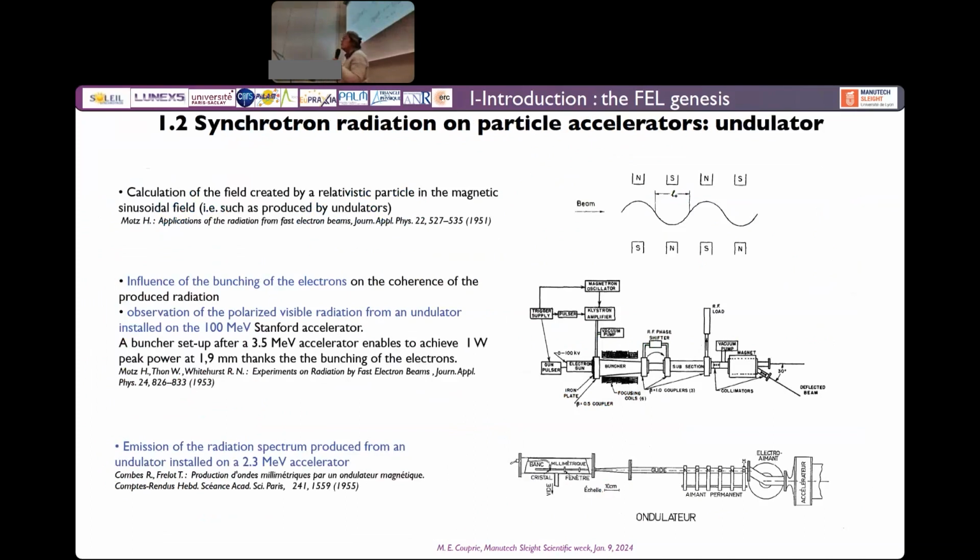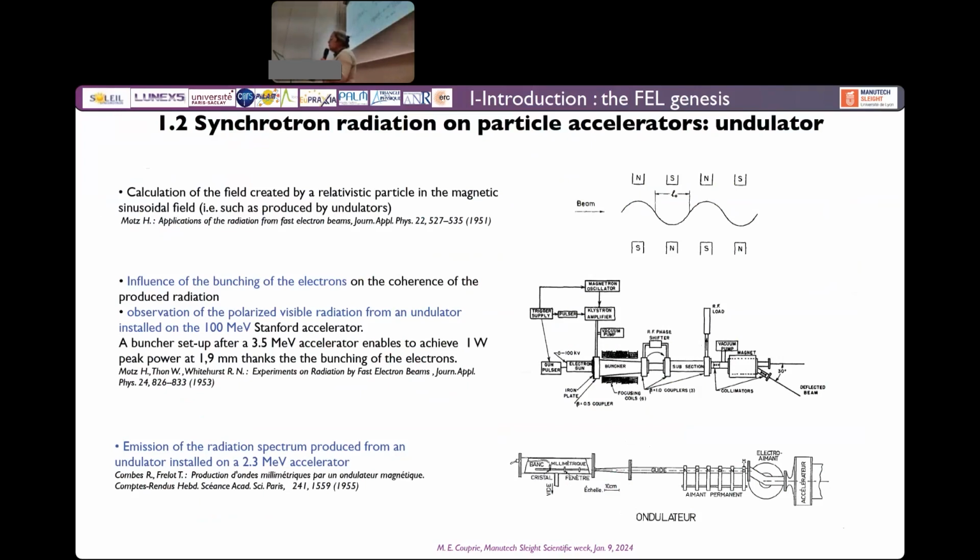The first idea of the undulator was put forward by Russians, and then the detailed calculation of the undulator was done by Motz. He then made an experiment to see how this radiation behaved, and he could measure the influence of bunching and observe polarized visible radiation from an undulator installed on the 100 MeV Stanford accelerator.